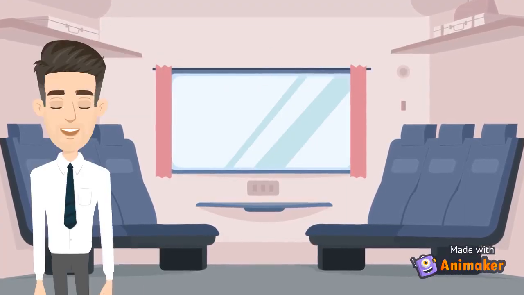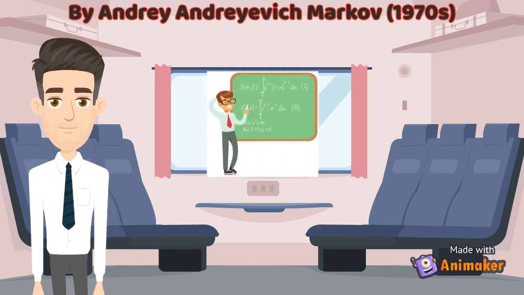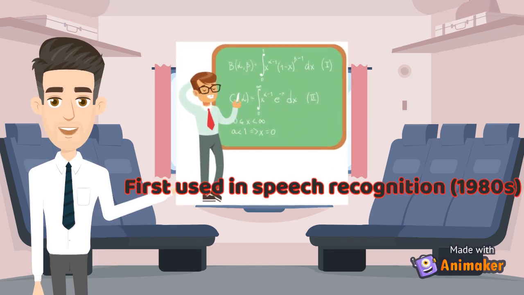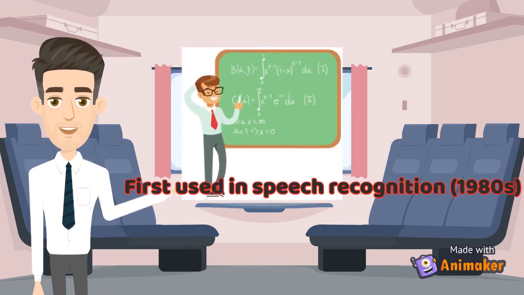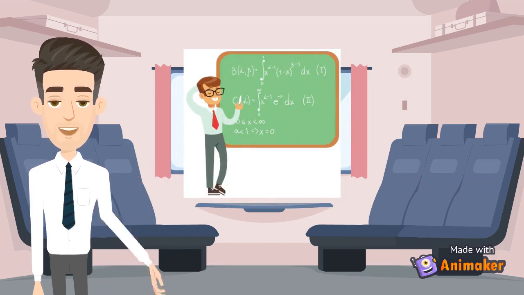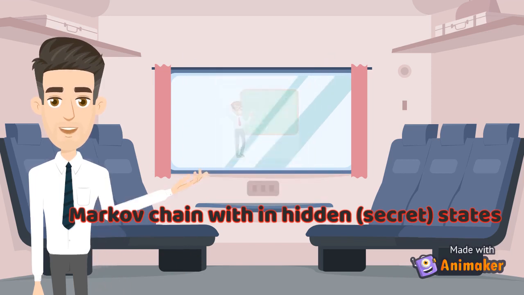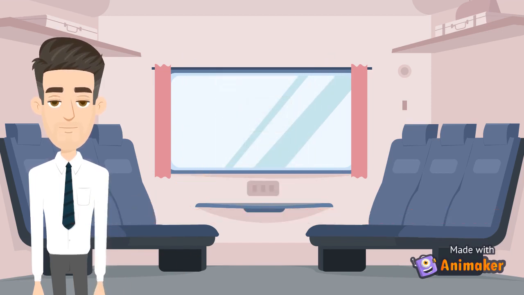Hidden Markov models, named after the Russian mathematician Andrei Andreevich Markov, who developed much of relevant statistical theory, were introduced and studied in the early 1970s. They were first used in speech recognition and have been successfully applied to the analysis of biological sequences since the late 1980s. A hidden Markov model is a statistical Markov model in which the framework being modeled is thought to be a Markov chain with hidden secret states.